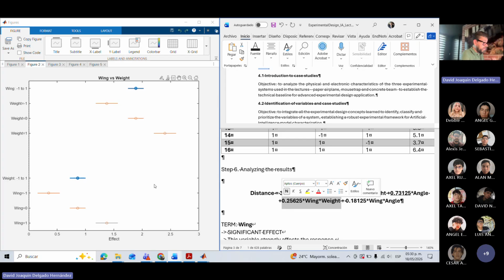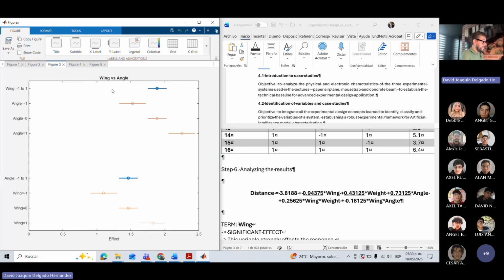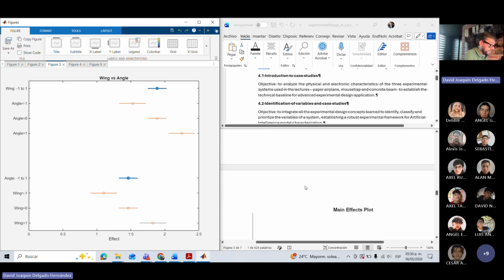Okay. What about figure number 3? Look, in figure number 3, which is related with the wing and the angle, let me copy this figure, and I'm going to put it down there, here.